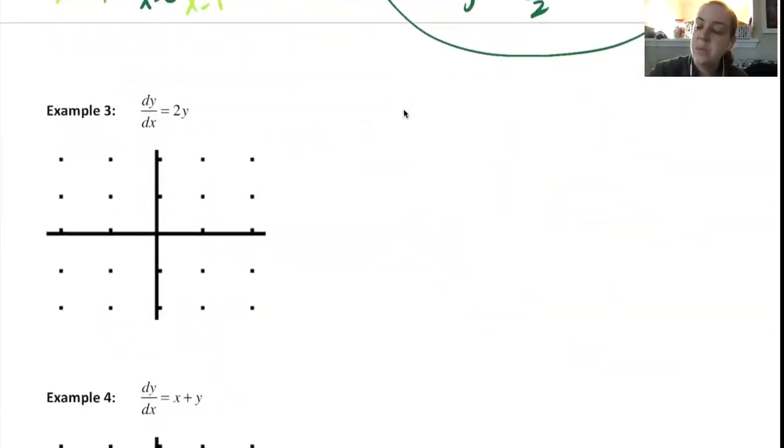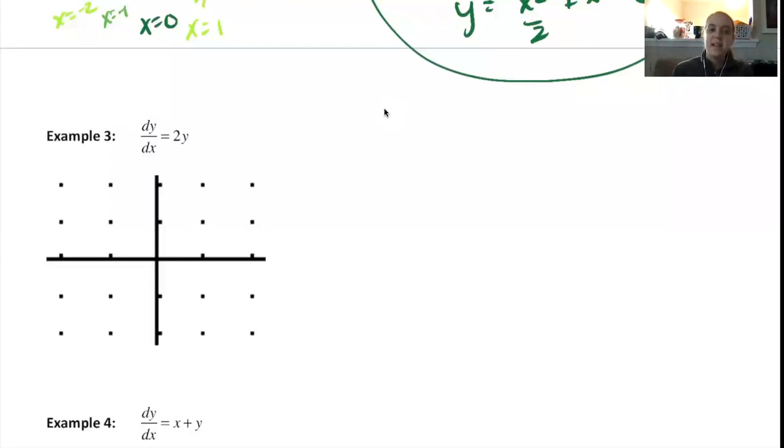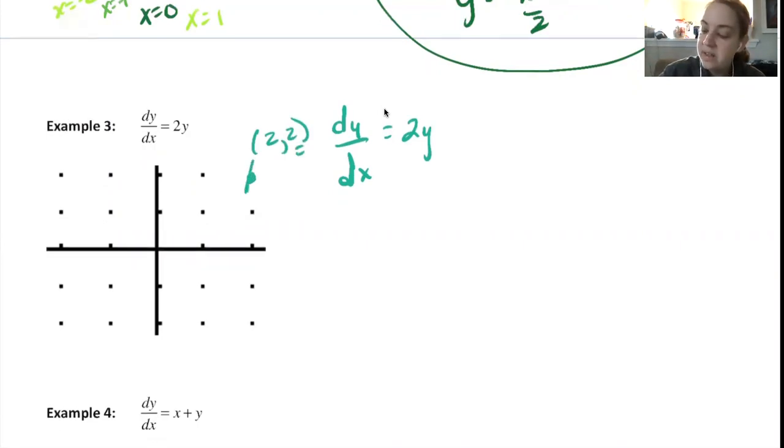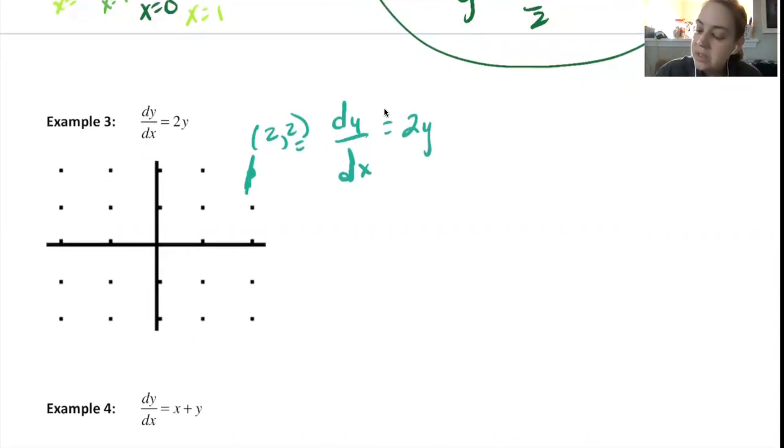Example 3, dy dx equals 2y. So let's look at this one. Let's switch up our colors here. Too many choices this morning. Let's go teal. So again, let's just choose this point on the top right, (2, 2). So this time my y value is 2. So I have 2 times 2, which is 4. So this should be fairly steep. Now, instead of going vertically with the same slopes, across horizontally, all of these have a y value of 2. So all of these have a slope of 4.